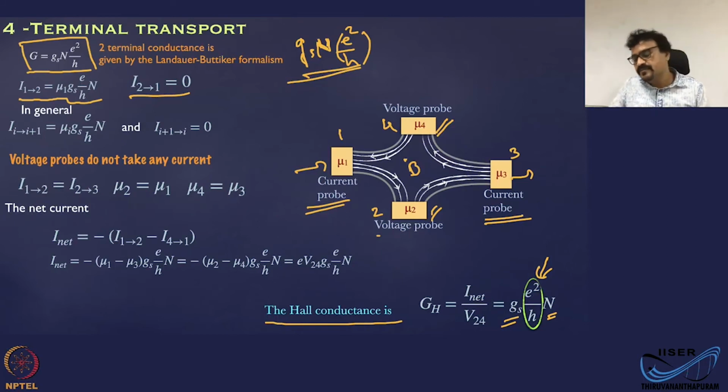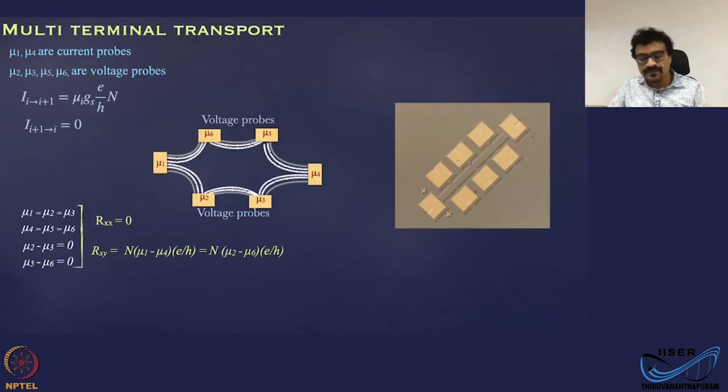Okay, now you can generalize this to multi-terminal transport, where you have a sample with many terminals. Then again, you can define voltage and current probes. So all the voltage probes on one side will have the same voltage, the same potential, and all the voltage probes on the other side will have this potential.